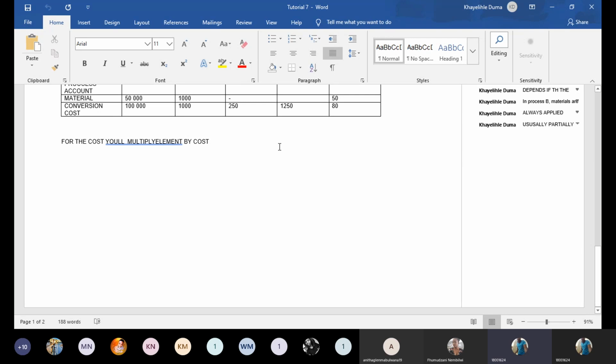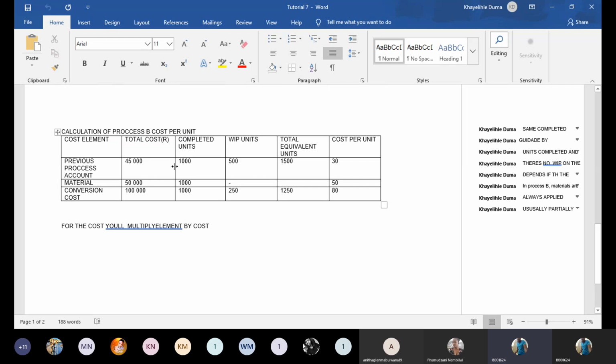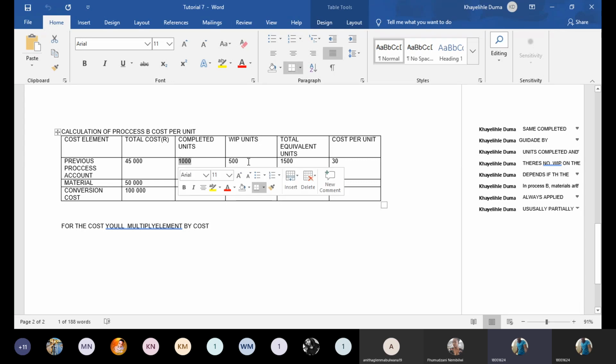So we are going to say that we took from process A, we transferred how many units? 1,500 units in total. And then you completed 1,000 of that 1,500, and then in the end, the work in progress was 500 units. So in total, you're supposed to have 1,500 units. Right. So to get the cost per unit, we are going to say this amount of total cost divided by the total equivalent units. Then the cost per unit is going to be 30.